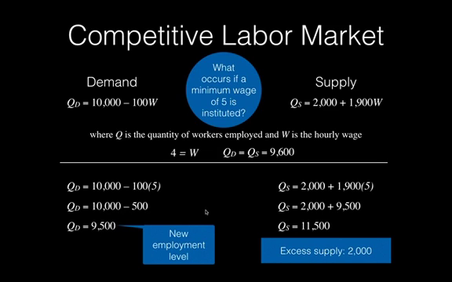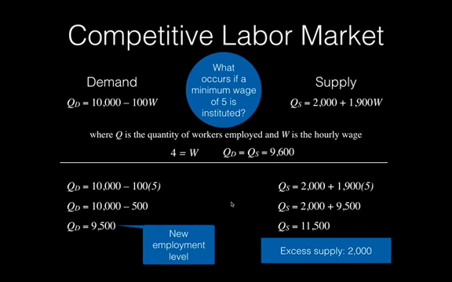Also realize what occurred here. Originally, the employment level was equal to 9,600, and now it's equal to 9,500. So that means that 100 people ended up getting laid off. All right, so we originally had 9,600 people employed. Now we only have 9,500. So 100 individuals got laid off because of the institution of this minimum wage.